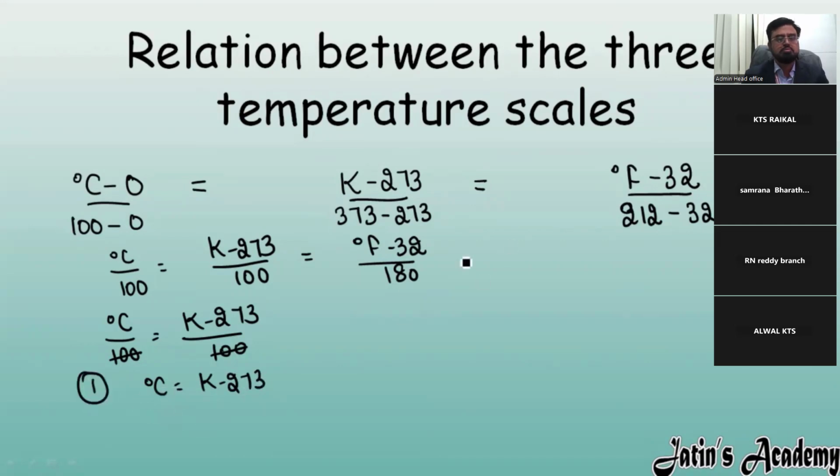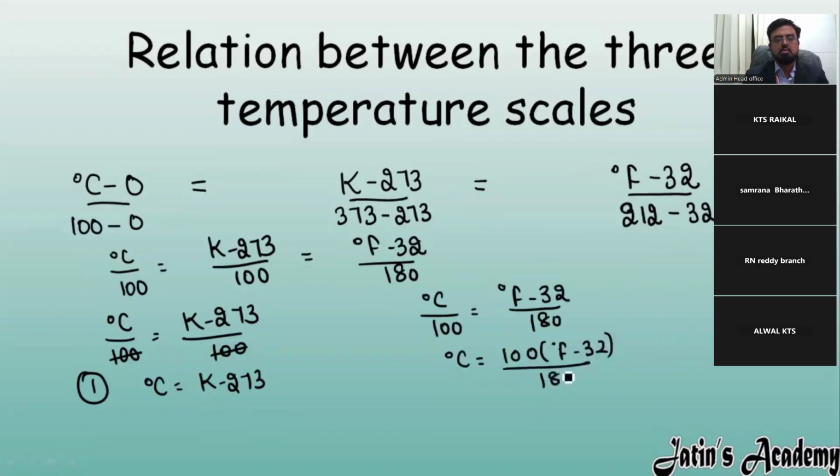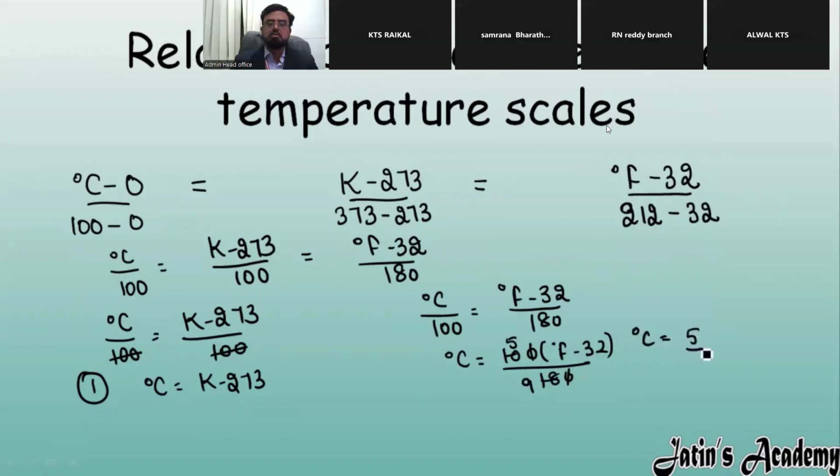Fine. Second, we are going to derive the relation between degree Celsius and degree Fahrenheit. Here you have to write the comparison: degree Celsius by 100 is equal to degree Fahrenheit minus 32 by 180. This 100 is in divide, so it will go in multiply. Degree Celsius is equal to 100 times degree Fahrenheit minus 32 over 180. Cutting 5 with 9, so degree Celsius is equal to 5 by 9 into degree Fahrenheit minus 32.